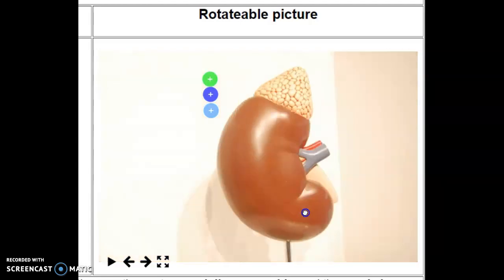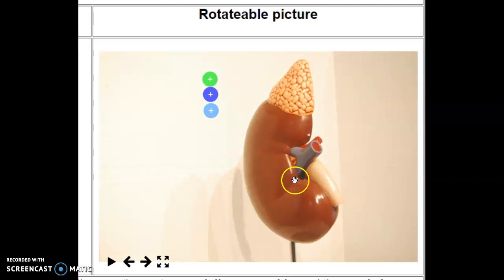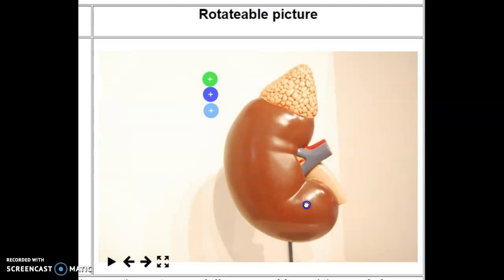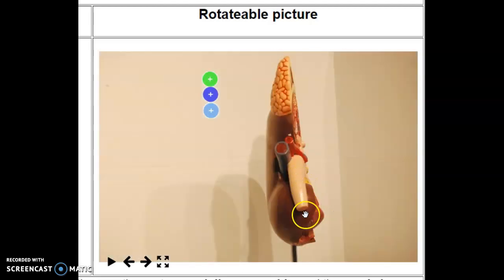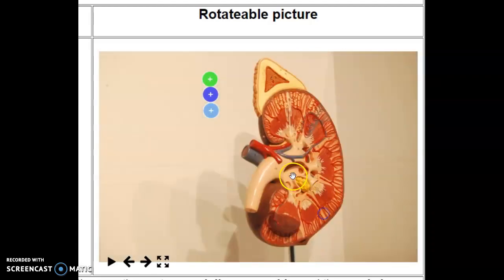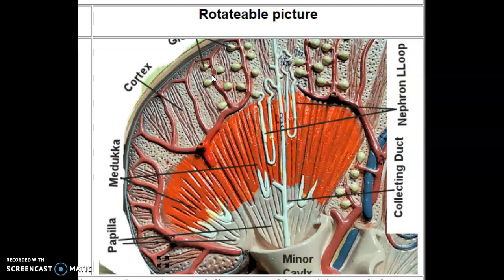So if we actually rotate this, we have a beautiful hilum right there. We can see the renal vein going in. We can see the ureter coming out. This is the ureter. And we can see the renal artery going in. So, the outer capsule is right there. And this is the renal cortex.